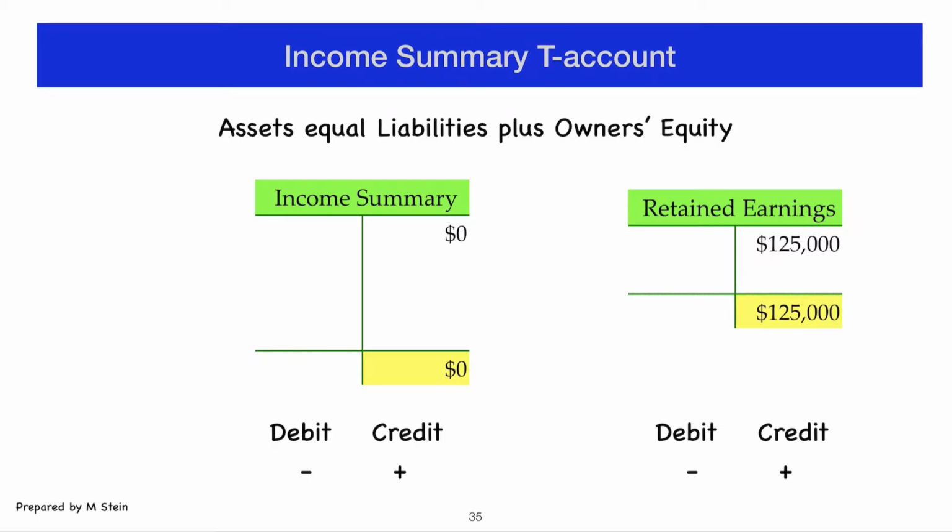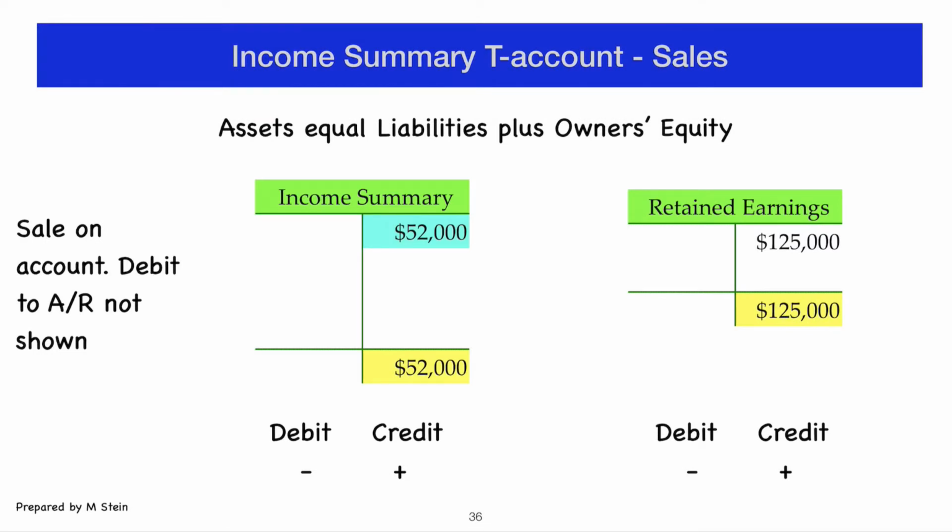We start off with the income summary having a zero balance, and that would be typical at the beginning of each accounting period. Now let's say we had a sale on account. So we would have a debit to accounts receivable, and I'm going to use a credit to the income summary account or sales revenue for $52,000.